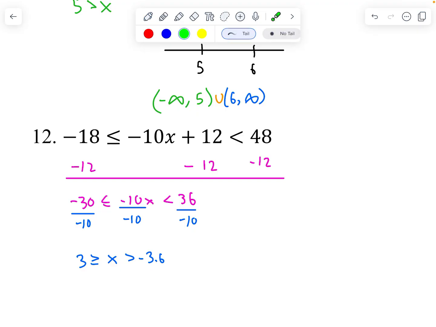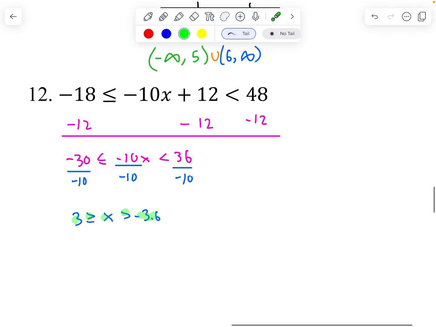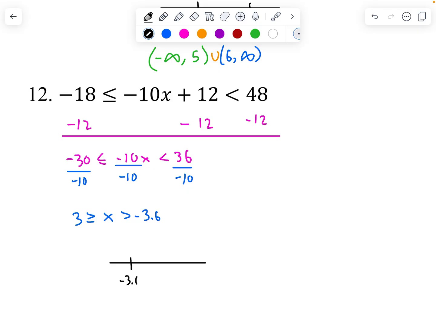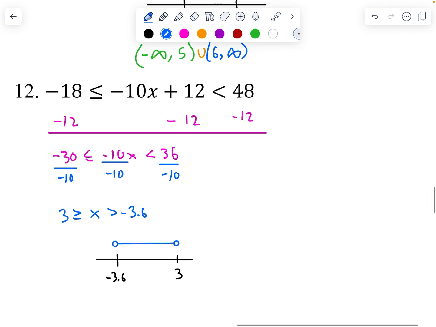Now this is written in a weird direction. Normally we read it with a smaller number first, so it's negative 3.6 is less than x, which has to be less than or equal to 3. And so this is where on a number line, x is between two numbers, and so the arrows go towards each other. So we're just going to start with negative 3.6 here, and 3 here, and it has to be greater than negative 3.6, but less than 3. So that's when it goes like that. And then in interval notation, start with the smallest number, negative 3.6, and go to the biggest number, 3, and it's allowed to equal 3.